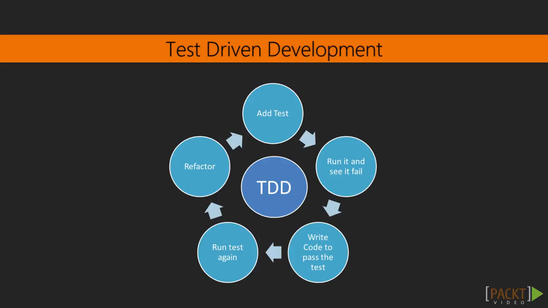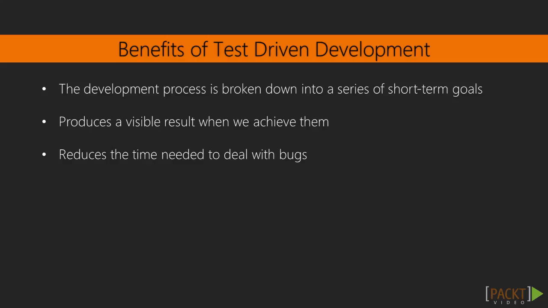Doing things this way ensures that there are tests covering most or all of the code, and that the tests are run often, which makes it very difficult for bugs and regressions to sneak into the code without being noticed. It also lets us break the development process down into a series of short-term goals, which produce visible results when we achieve them. This is psychologically useful because it makes the programming process feel more rewarding, and it's much easier to perform a task that feels rewarding.